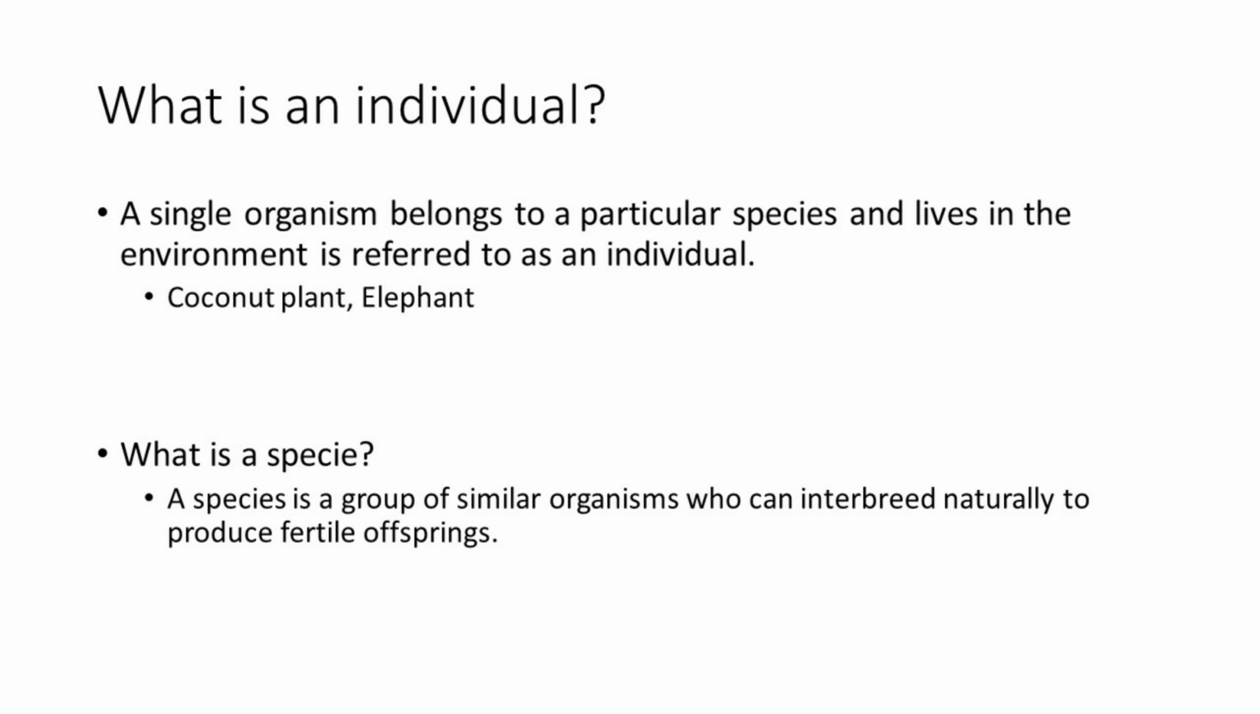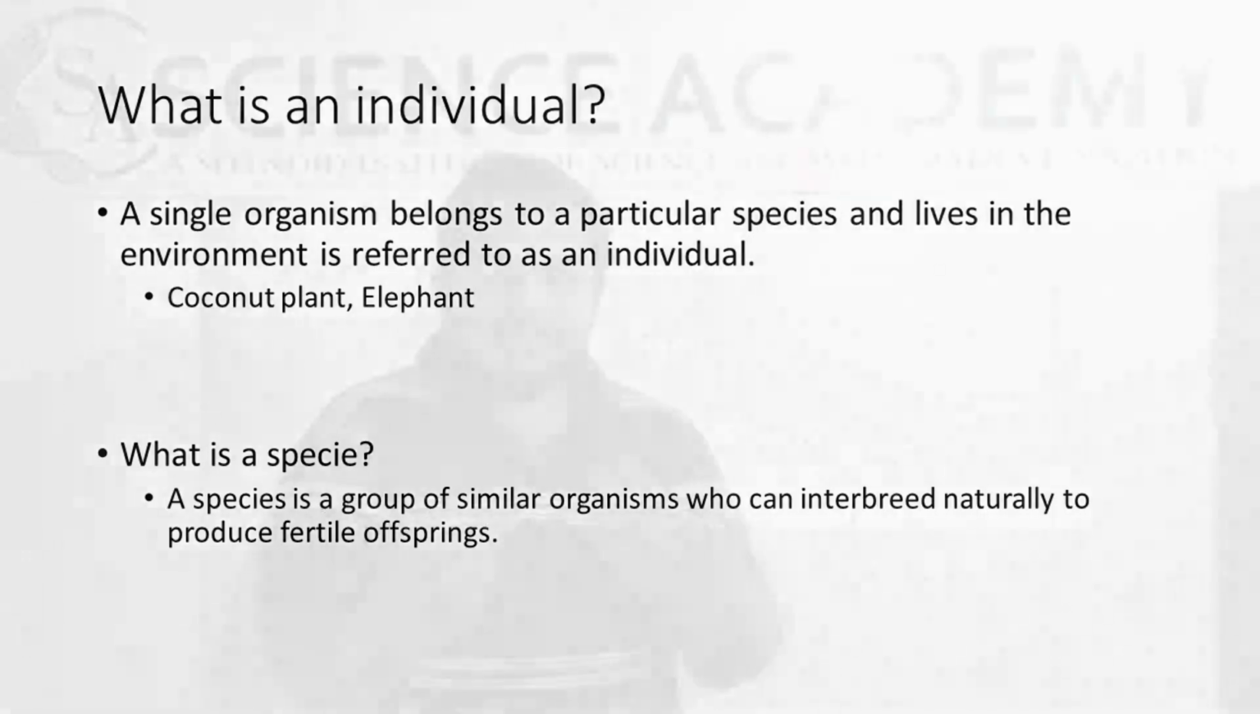So here, the most important points are very simple. There should be a group of organisms. They should be similar in their features. Also, they should be able to interbreed naturally. Also, they should produce fertile offspring in the next generation. Okay, the kids.